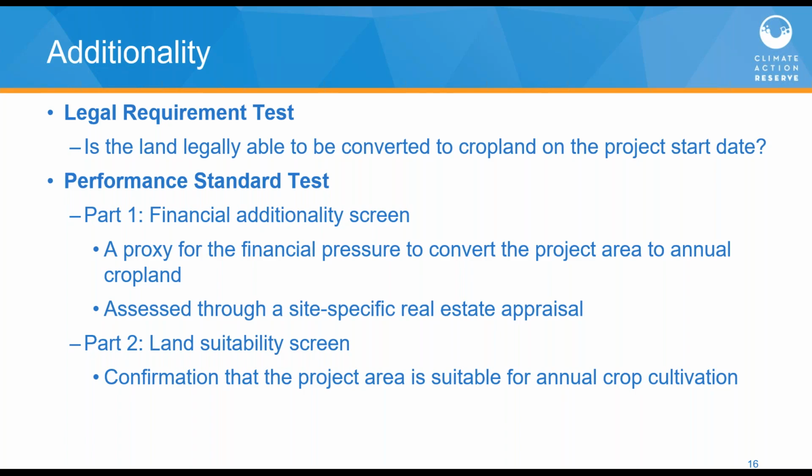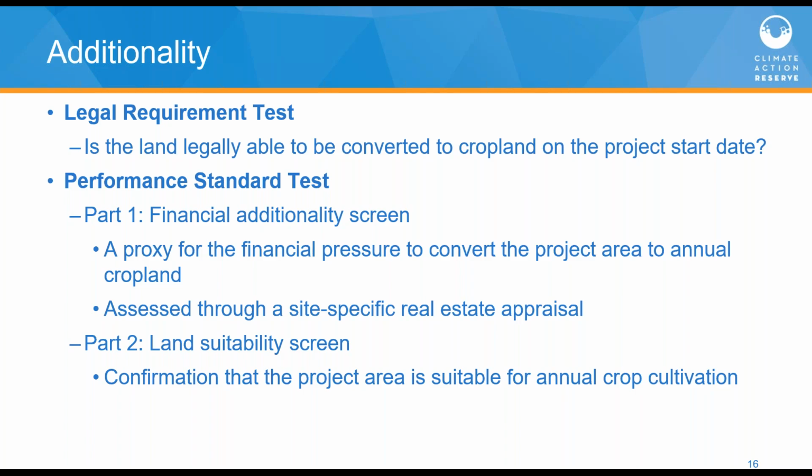The next test is the performance standard test. So this is a two-part test. The first is the financial additionality screen. It's a proxy for the financial pressure to convert the project area to annual cropland. So in the US protocol, some of you might know that this has a default option based on rental rate values published by the US government. In Canada, we've only got the site-specific real estate appraisal option, unfortunately.